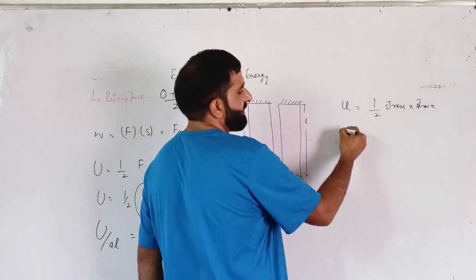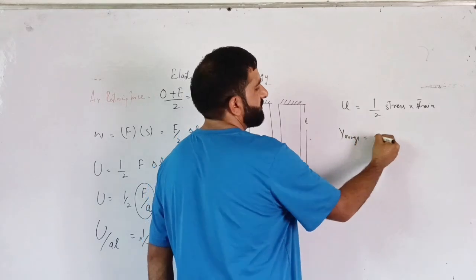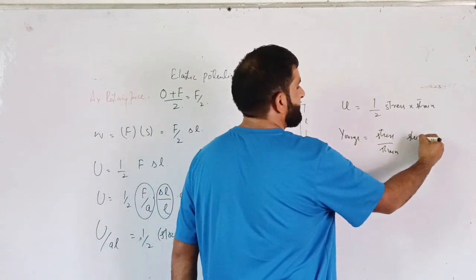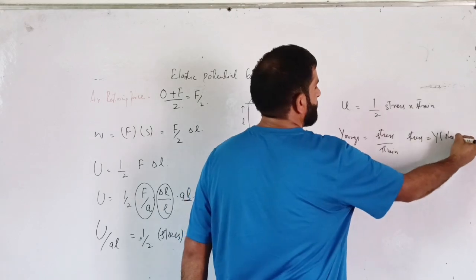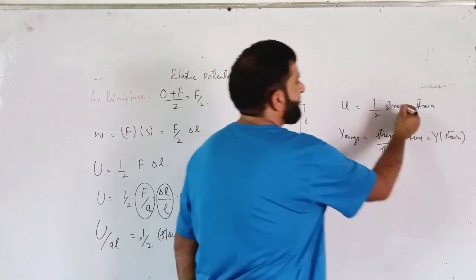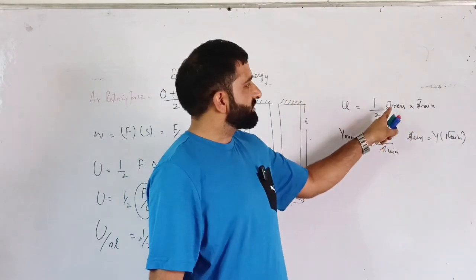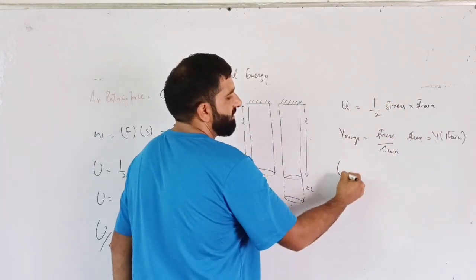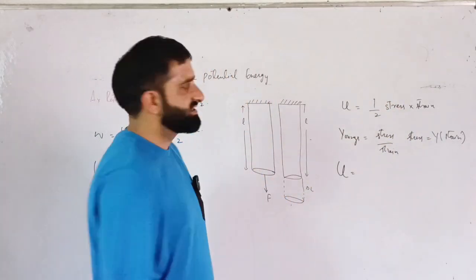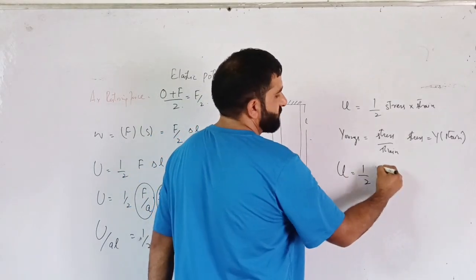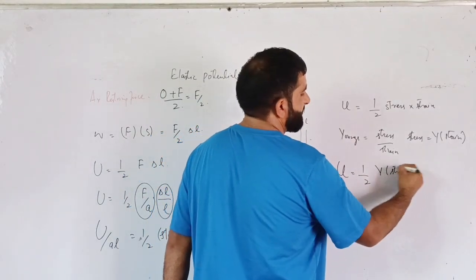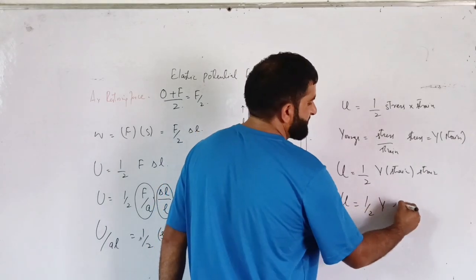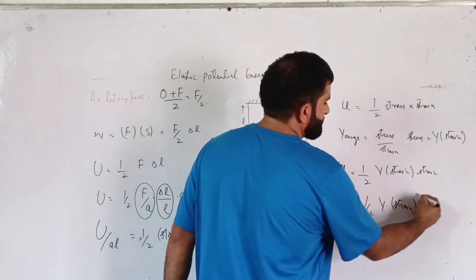Now we are also aware of Young's modulus being equal to stress by strain, or we can say that stress is Young's modulus into strain. Now we will substitute the value of stress, that is Young's modulus into strain, in this equation. So we have got elastic potential energy per unit volume equal to 1 by 2 Young's modulus into strain square.